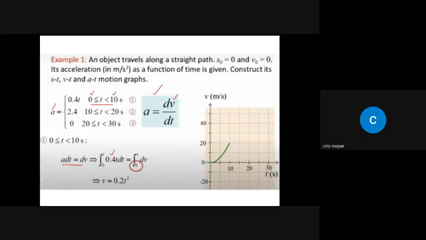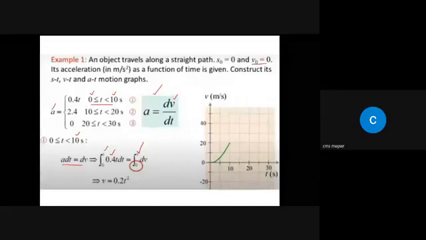Or let it be t. So t can be up to 10, so from 0 to t is the time limit. And on the other side we have velocity. If you look at the question, the initial velocity was how much? 0. So for the final velocity, we need to find the velocity at t equal to 10 seconds, so I left it as v.